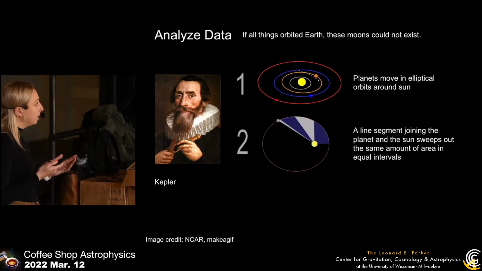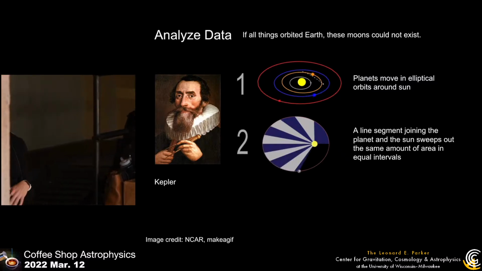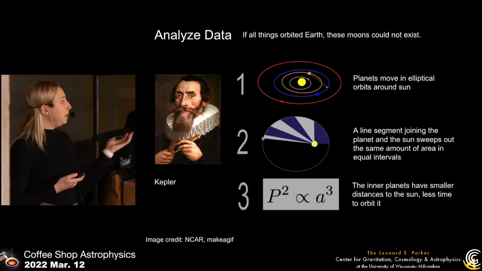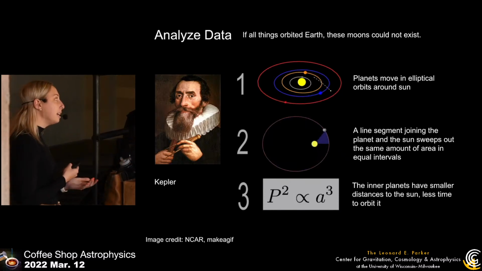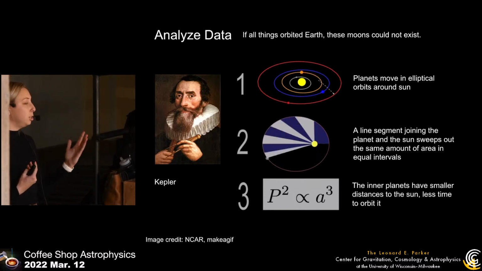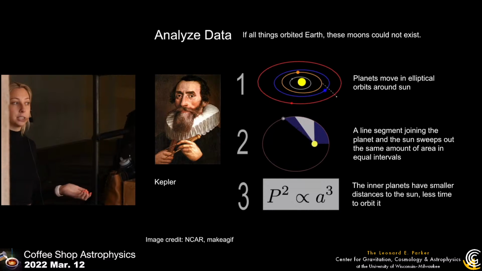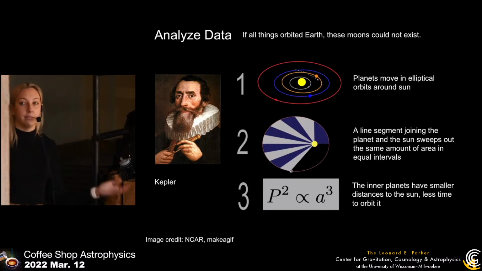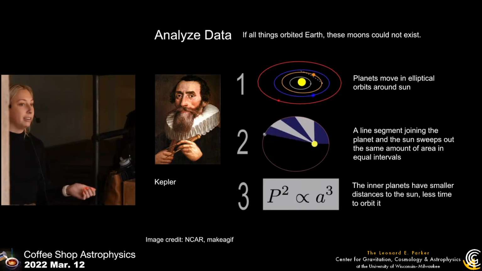The second is that a line segment joining the planet and the sun sweeps out the same amount of area in equal time intervals. And then the third is this relationship between P, which stands for the period of a planet, so how long it takes to orbit the sun, and A, which is the distance between the planet and the sun. So this relationship says that those two are proportional to each other, just meaning that the closer a planet is, the shorter it takes to orbit the sun. Eventually, Isaac Newton came around and gave the force that governs these laws a name that you've probably heard of, which is gravity.